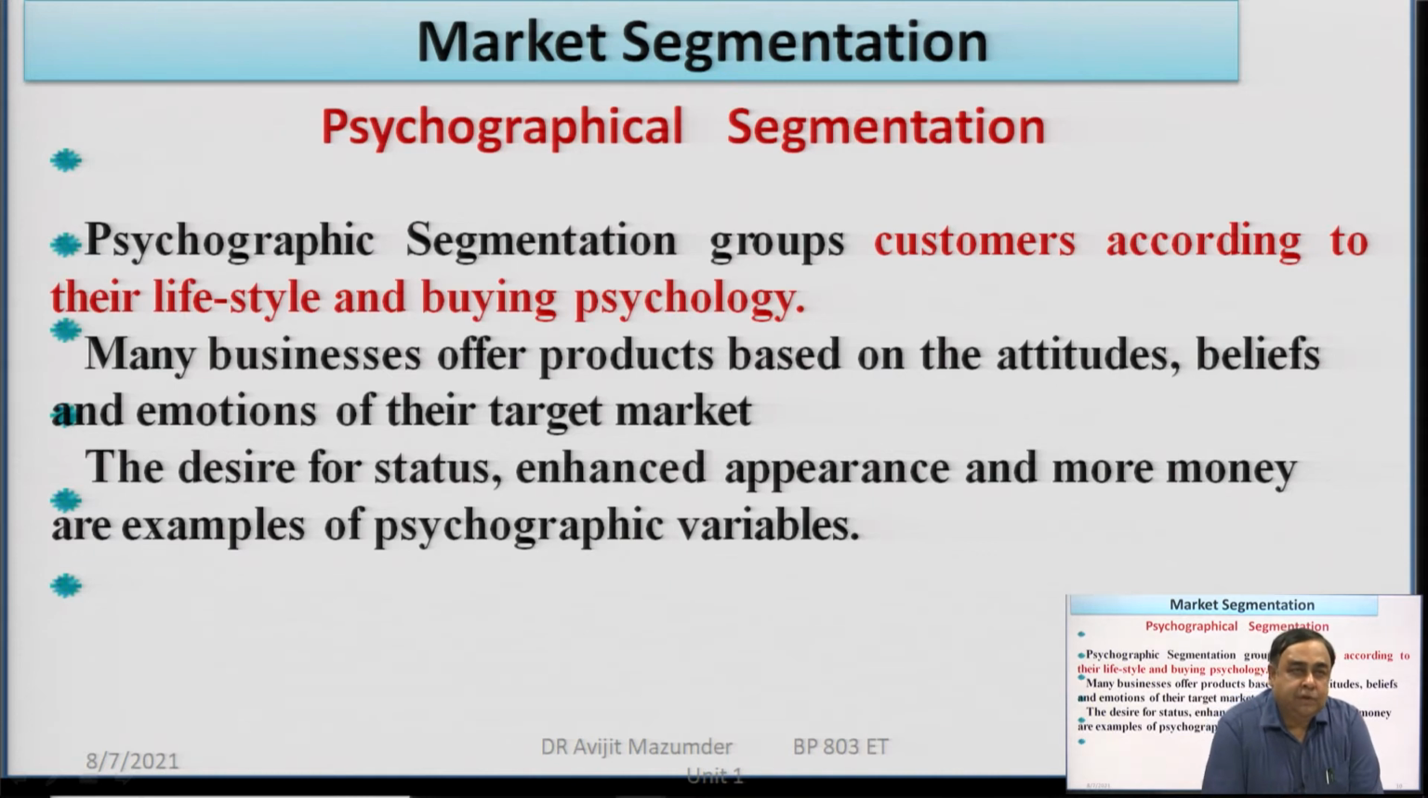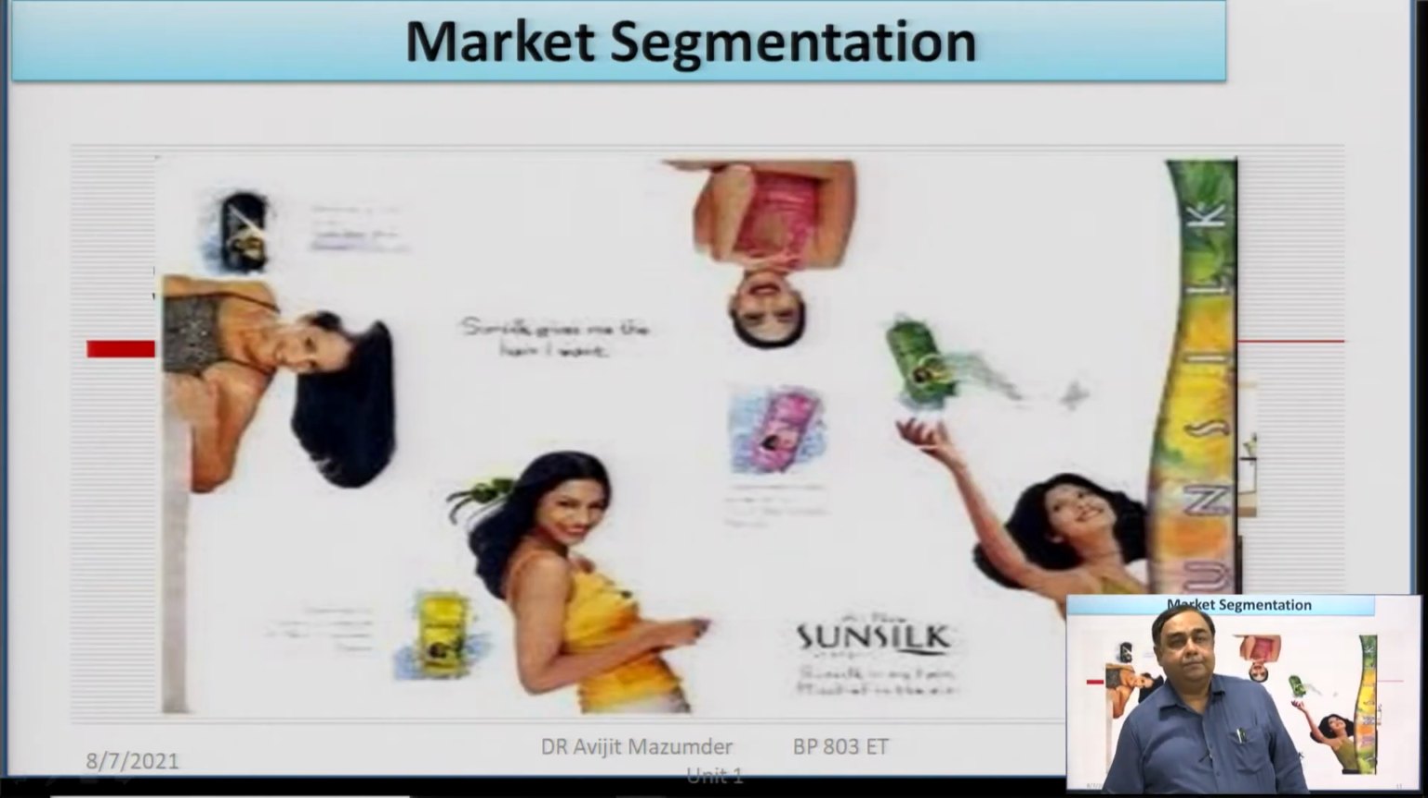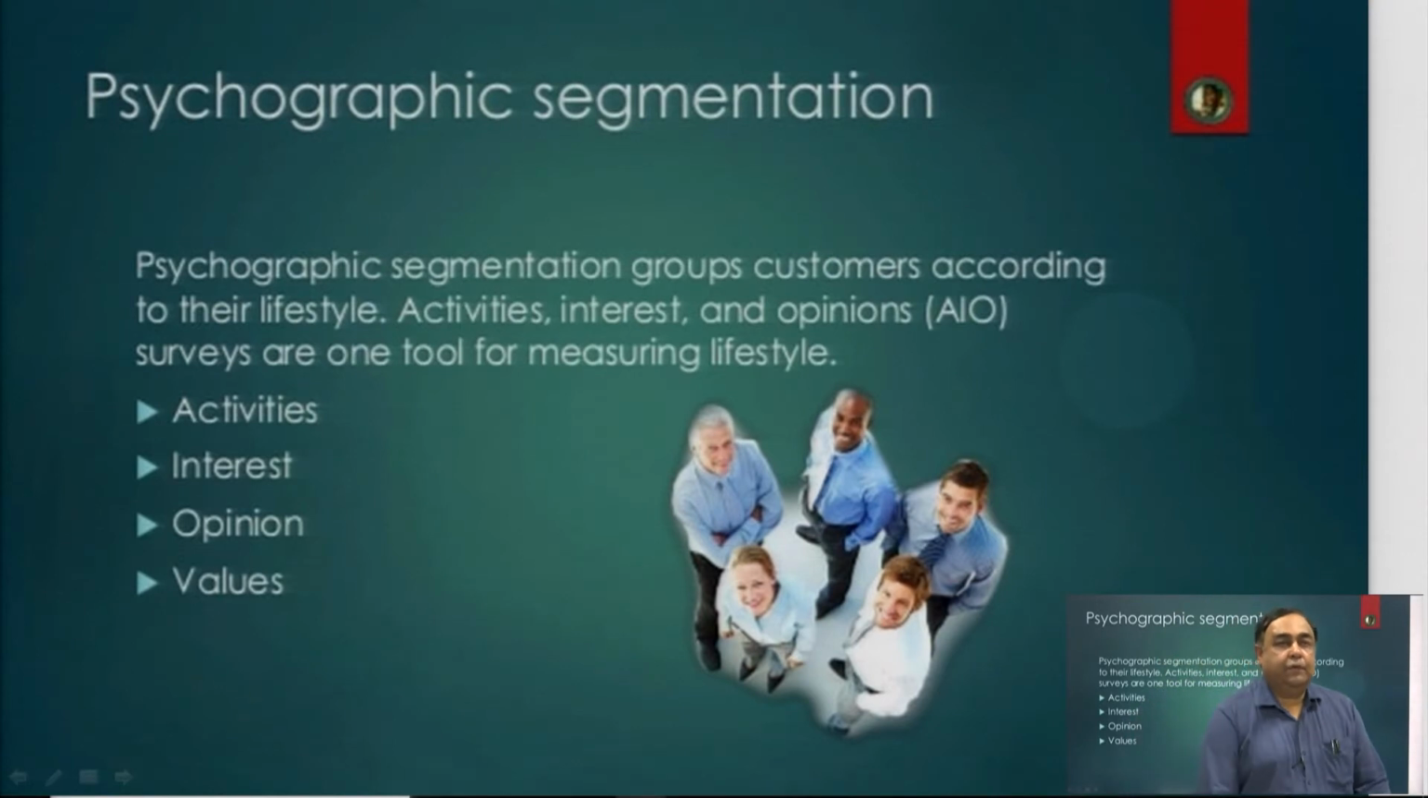The psychographic segmentation groups the customer according to the lifestyle and the buying psychology. Many businesses offer products based on the attitudes, beliefs and emotional sentiments of the customers of the target market. The desire for status, enhanced appearance and more money are examples of psychographic variables. The knowledge of lifestyle can provide a very rich, meaningful picture of a person, as I have told you earlier. The psychographic segmentation groups customers according to the lifestyle, activities, interests, opinions and values.